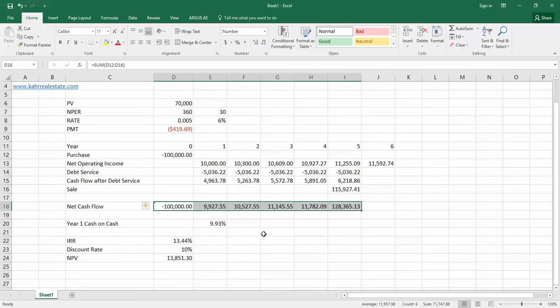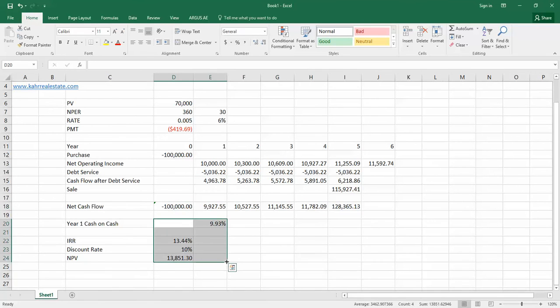So here's the important part. We have some metrics at the bottom. We'd like to know our year one cash flow. We'd like to know our IRR. We'd like to know our net present value. In this case, we have a payment. The payment is driven by the interest rate.